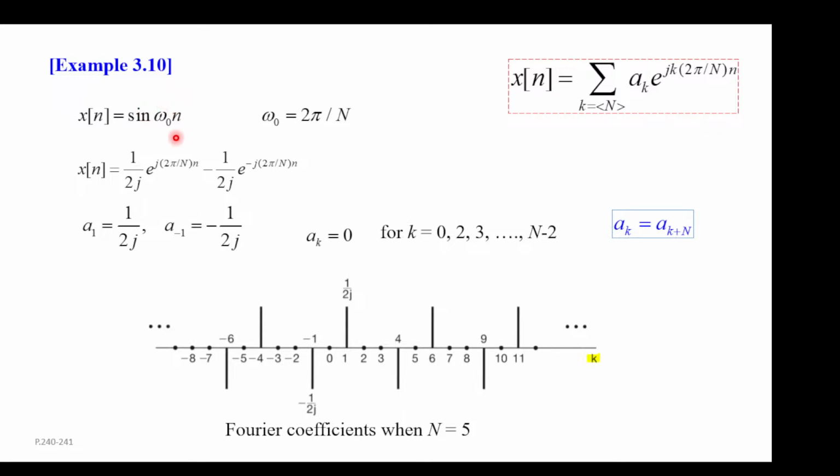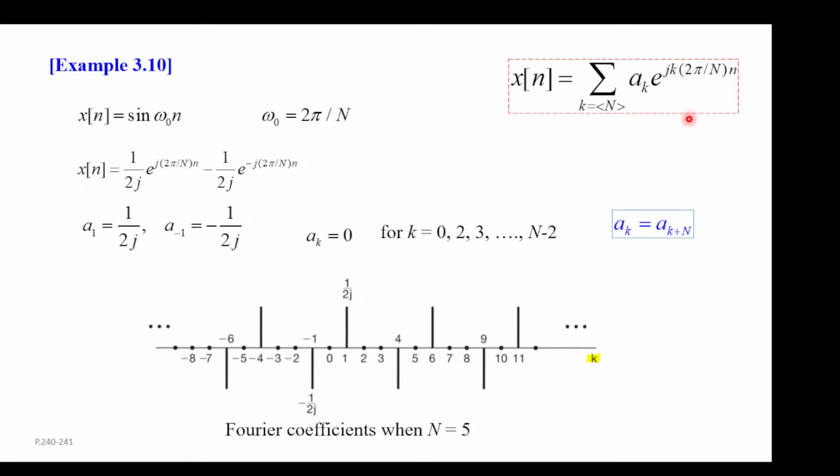Now, omega n, you need to be careful for this to be a periodic function, as we know. So omega n needs to be a rational multiple of 2 pi. But here our omega is just 2 pi divided by some big N. So we have a period big N. And then the sine function we can just write as a summation of two complex exponentials: 1/2j e to the j omega n minus 1/2j e to the minus j omega n.